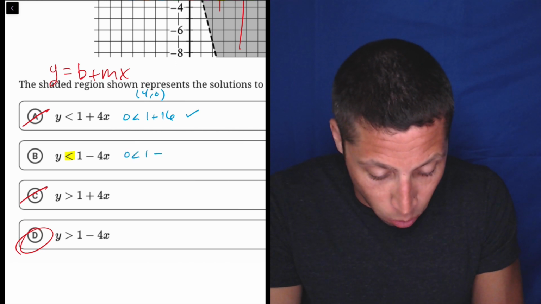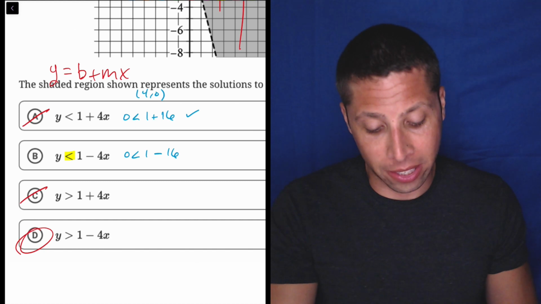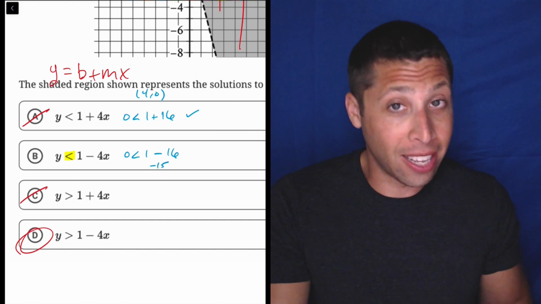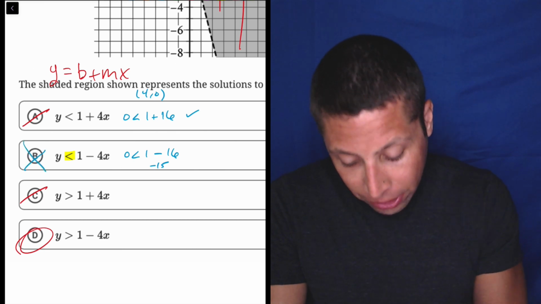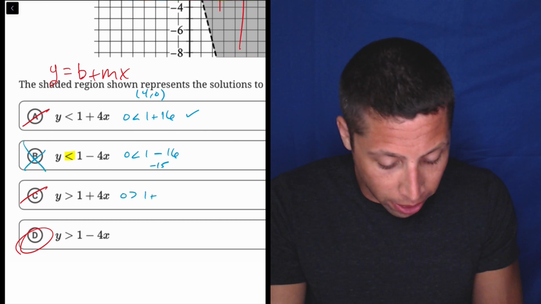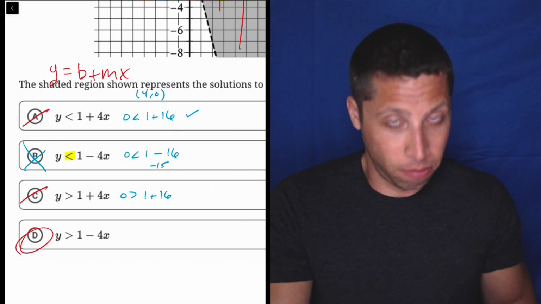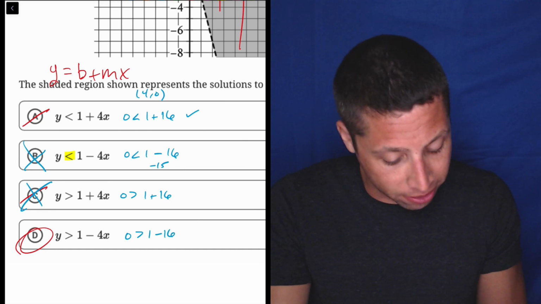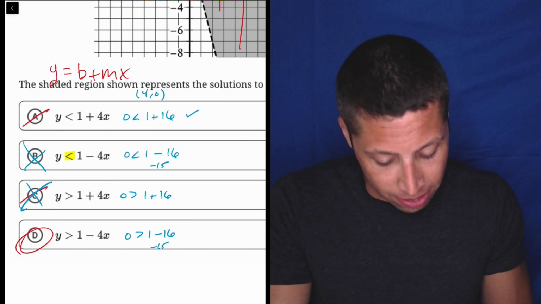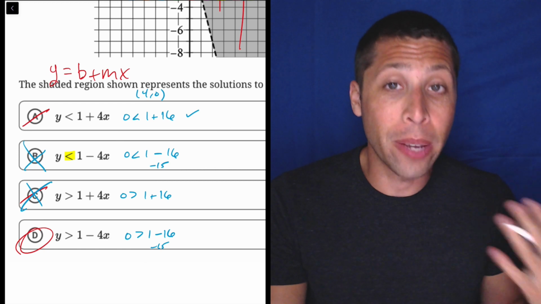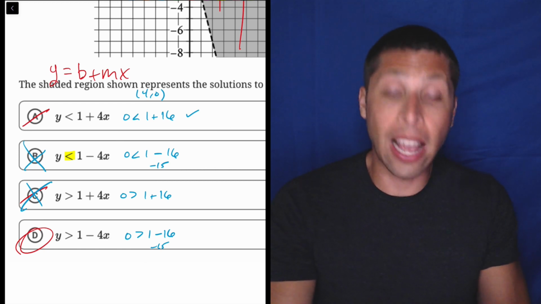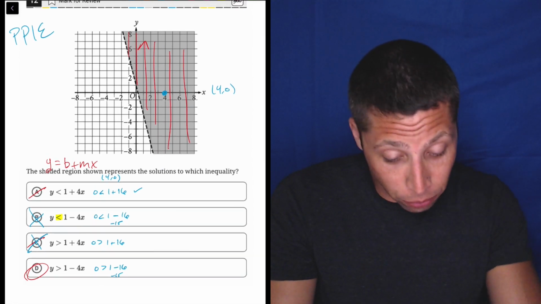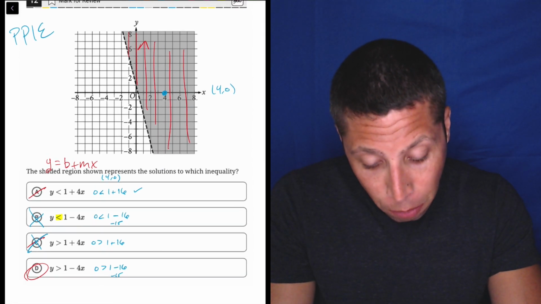0 is less than 1 minus 4 times 4 is 16. So that's not true, right? Because that's negative 15. And 0 is not less than negative 15, so that wouldn't work. We can get rid of b. 0 is greater than 1 plus 16. Again, no, 0 is not greater than 17, so that would be gone. And then 0 is greater than 1 minus 16. So again, now we have negative 15, and this time, yes, 0 is greater than negative 15. So just like that, we'd be down to 2 answers, kind of like before we were down to 2 answers. This time it's 2 different ones, but still, we can just pick another point and test that out.